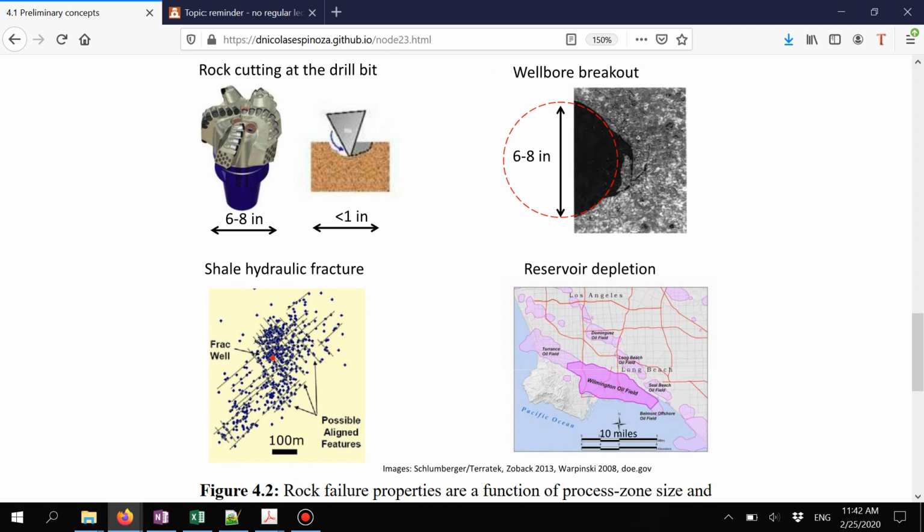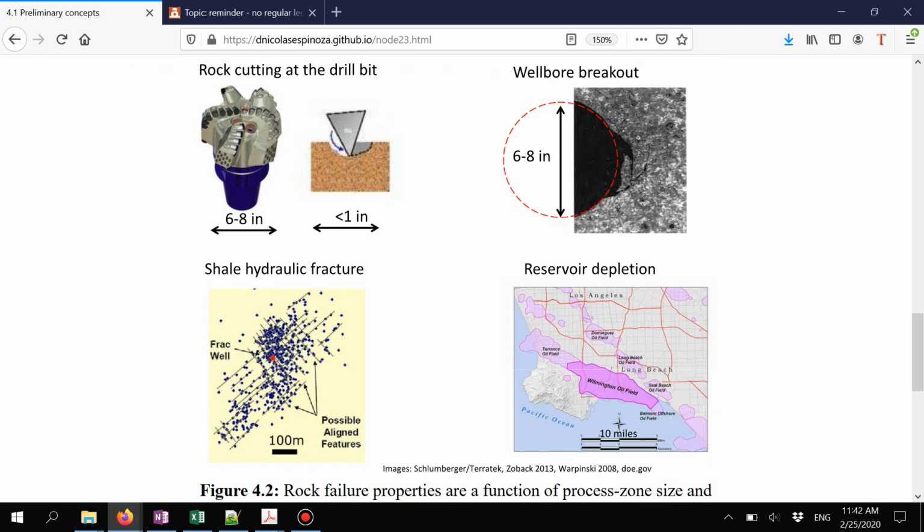If we go a little bit bigger in size, like for example to a wellbore, here you see this circle on the top right. It's a schematic of a wellbore, and around the wellbore we have the rock.